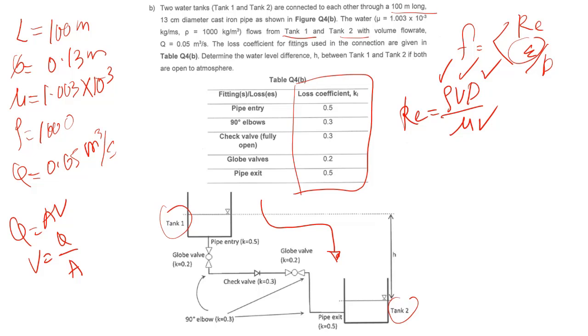What type of pipe are they using right now? The water tanks are connected by a cast iron pipe. So from the table of the Moody chart I showed you before, find the roughness of cast iron pipe. Divided by the diameter, you can find the relative roughness. Using these two pieces of information, find the friction factor in the Moody chart.